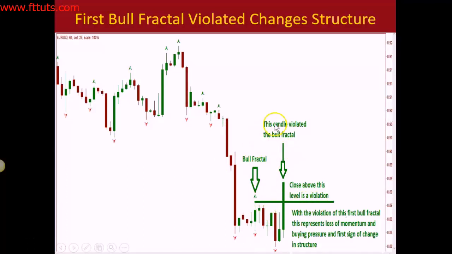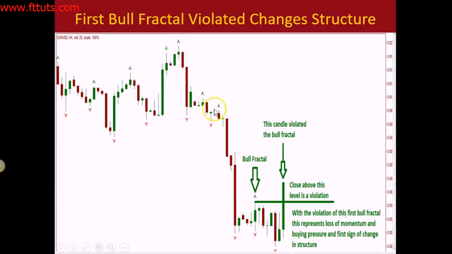This candle violated the bull fractal. This big candle violated that bull fractal level right there. So the close above this level is the violation, not just the move above it. The close above it is the violation. So with the violation of this first bull fractal, this represents loss of momentum and buying pressure and first signs of change in structure. We're always looking for that first fractal break on a trend.